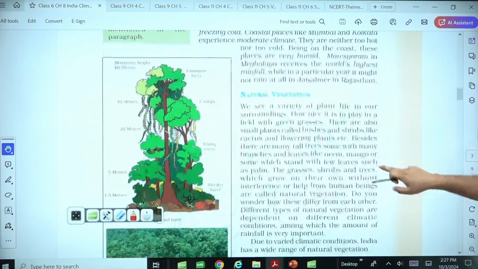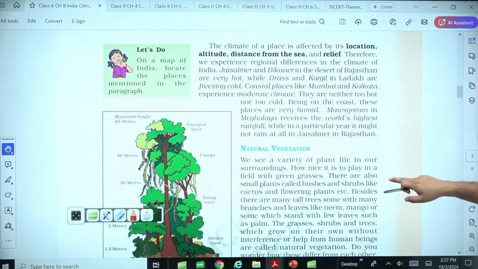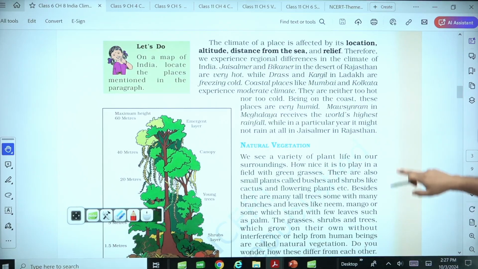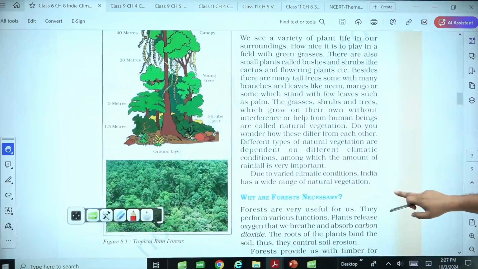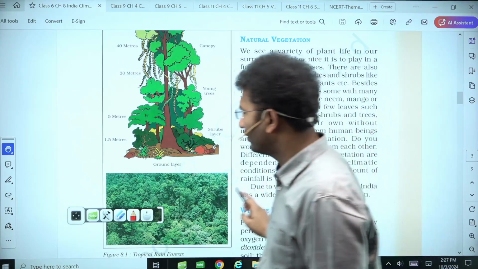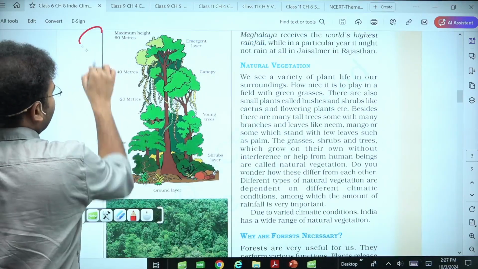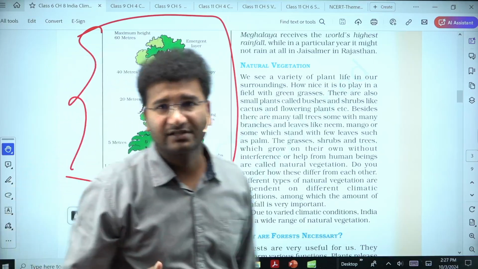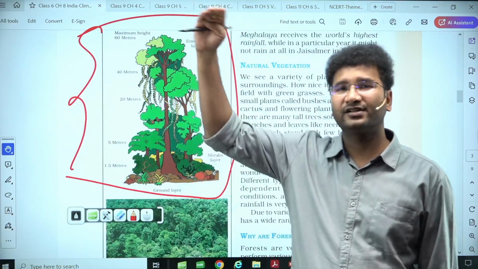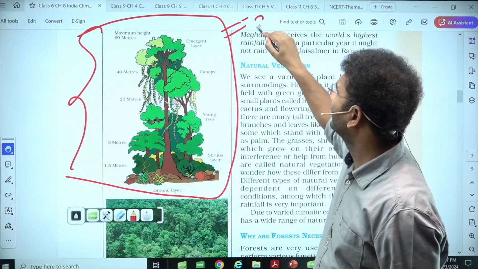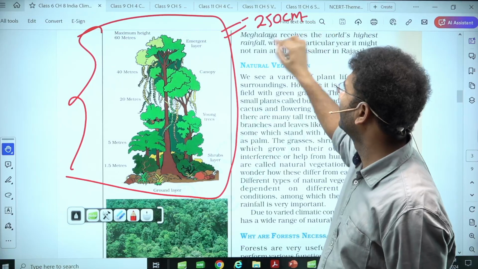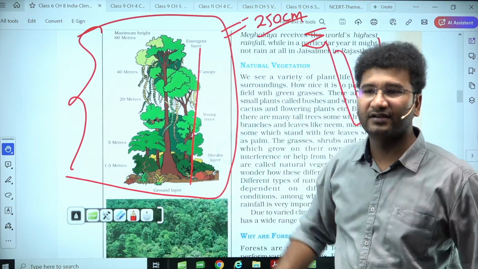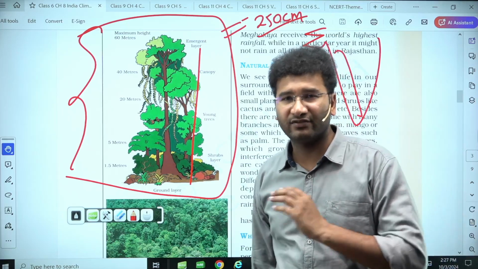Here it also talks about the phases. The climate is affected by various factors such as altitude, distance from the sea, relief, and the natural vegetation. Wherever you have good rainfall, you have vegetation of this type, with multiple layers of vegetation. This is where you have 250 centimeters of rainfall, such as in the Kerala region. This is where you will find this kind of forest. In the northeast region, you will find these kinds of forests.